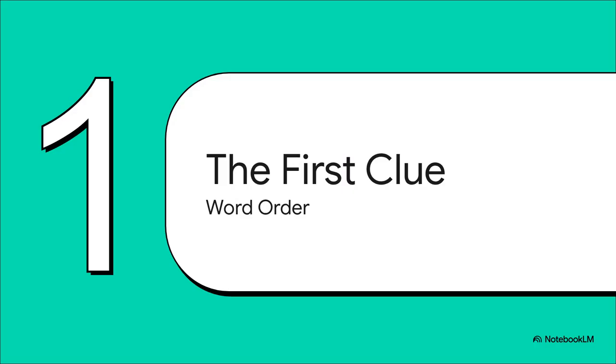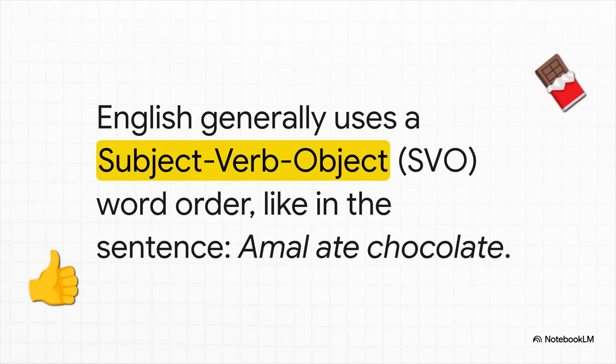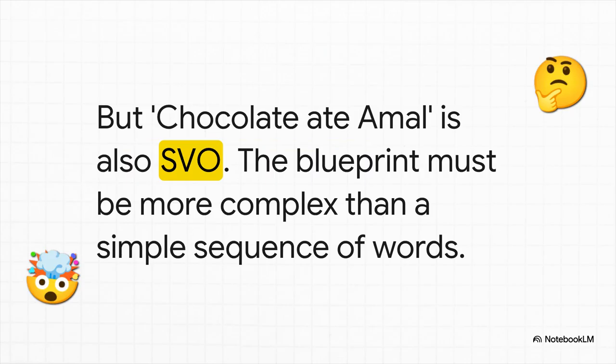All right, the most obvious place to start looking for clues is word order. I mean, the sequence of words has to matter, right? In English, we tend to follow a pretty standard subject-verb-object pattern. A sentence like, Amel ate chocolate just sounds right because it follows that flow. You've got your subject, Amel, you've got your verb, ate, and your object, chocolate. SVO. Seems simple enough. But hold on. Chocolate ate Amel also follows that subject-verb-object pattern, but it means something completely bizarre. So, while SVO is definitely part of the blueprint, it can't be the whole story. There has to be something deeper going on.